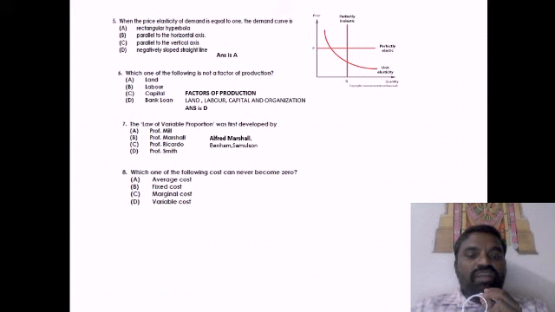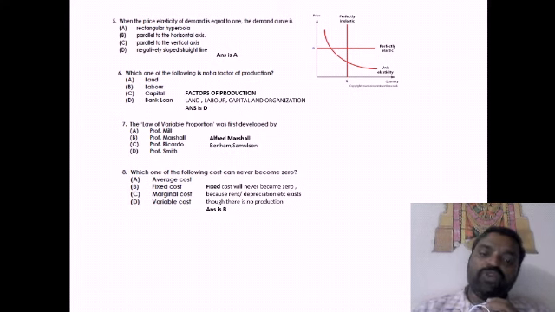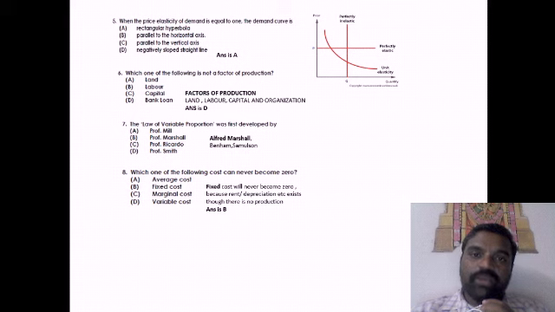Which one of the following costs can never become zero? It is fixed cost that will never become zero, because whether you do the production or you do not do the production, some costs like rent, depreciation, etc., exist. So even though there is no production, there will be a fixed cost.